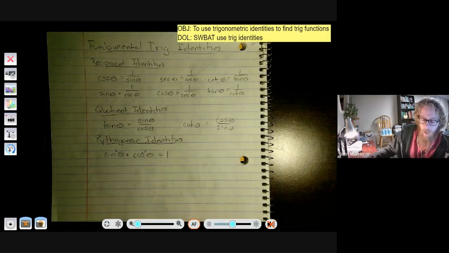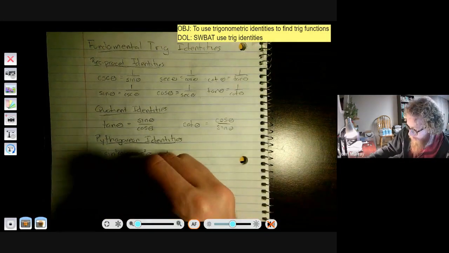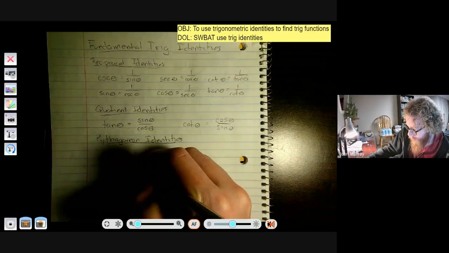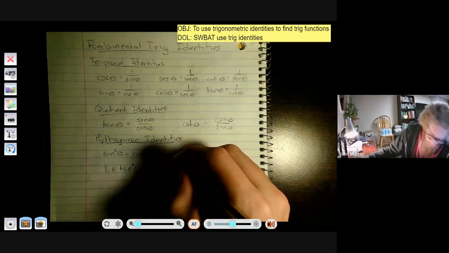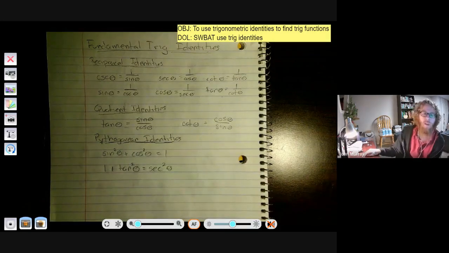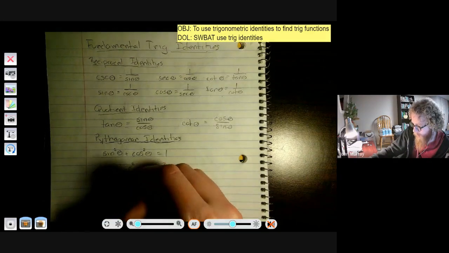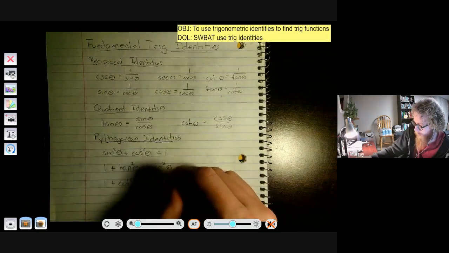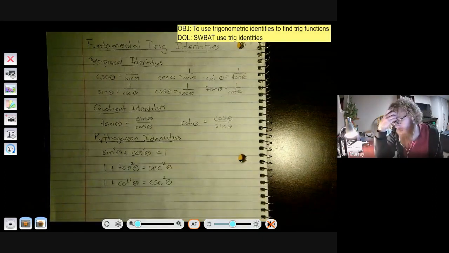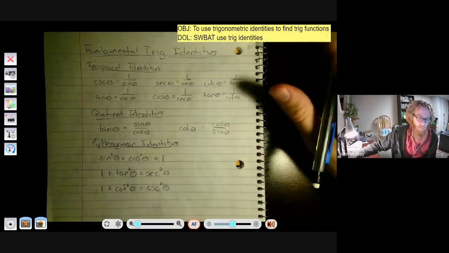So you may have seen that in geometry, I'm not sure. We do have two others. Again, we manipulate the sine squared and cosine squared with some of our identities here. So we also have one plus tangent squared equals secant squared. And we also have 1 plus cotangent squared equals cosecant squared.